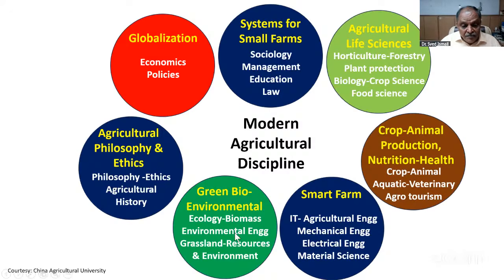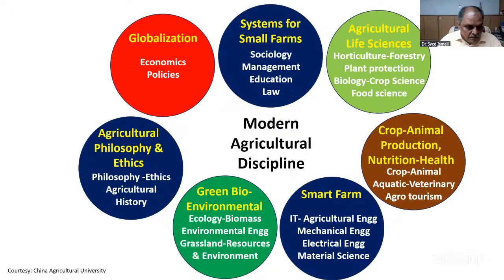Green bioenvironmental, very important, is environmental engineering. Environmental is part of agriculture. It's not only for industries. So agriculture is a part of environmental engineering at the grassroots, because I told you, we spray all the chemicals only in the air, on the soil and water. That is the environment.